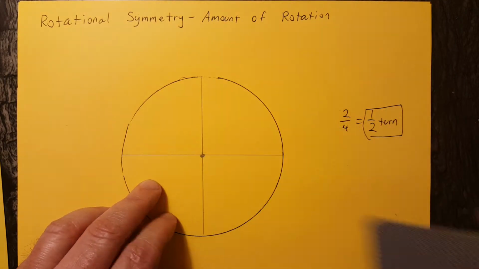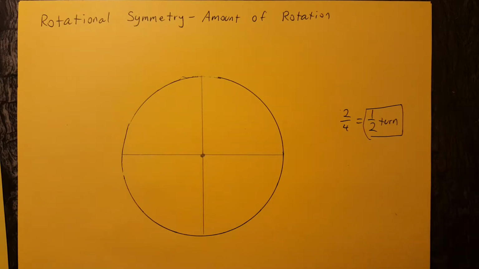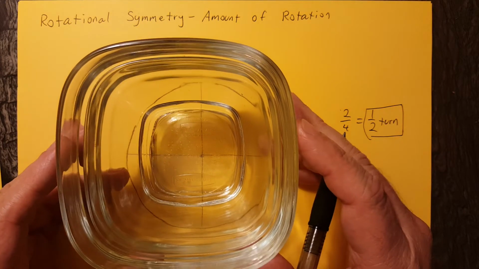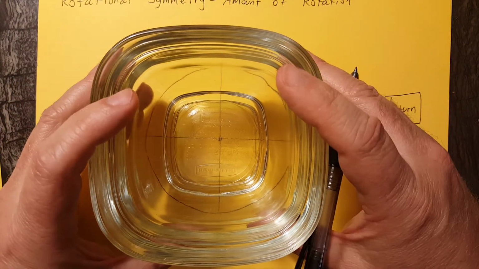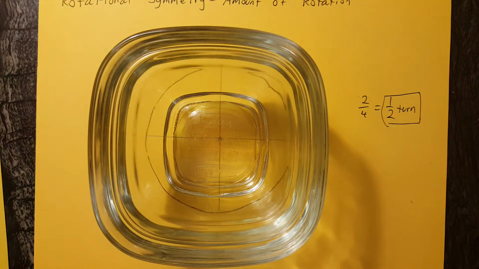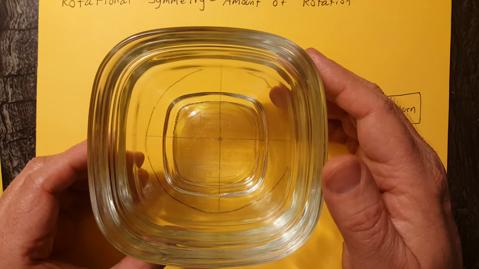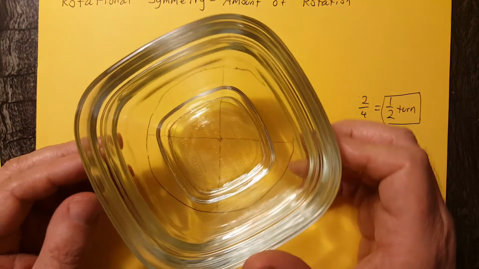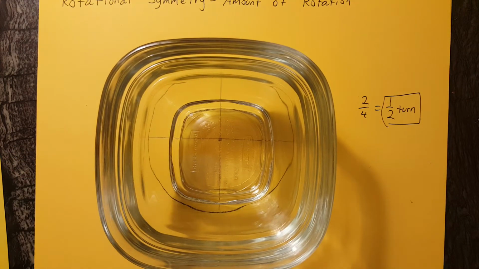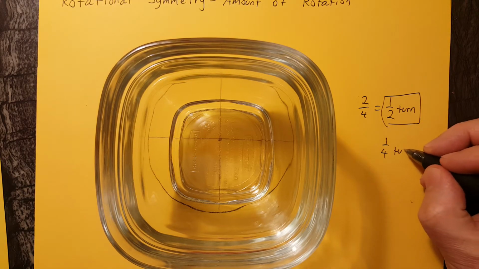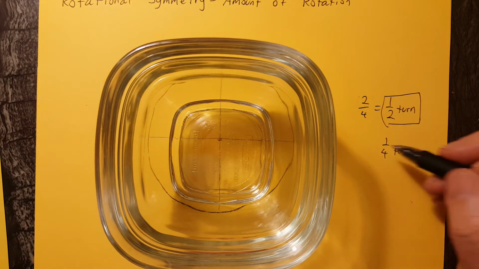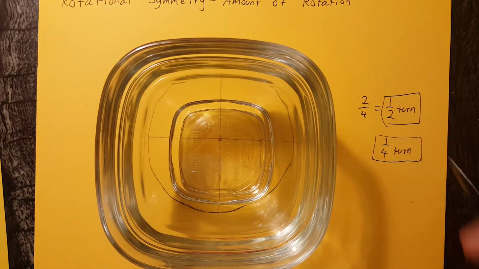Okay, let's try another shape. Let's try this shape. It's a square, all right? And so if I turn it 1/4 turn, it's back to the same orientation. So a square, we would say, has 1/4 turn is the amount of rotation you need.